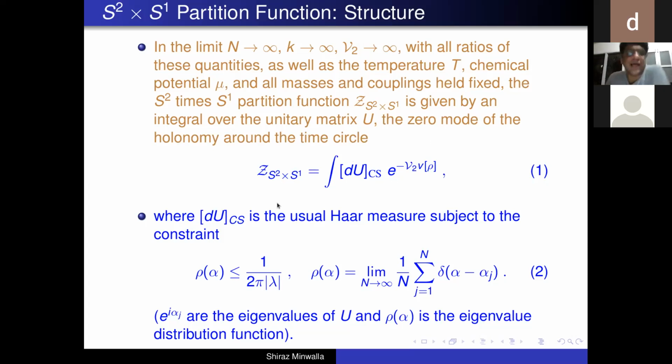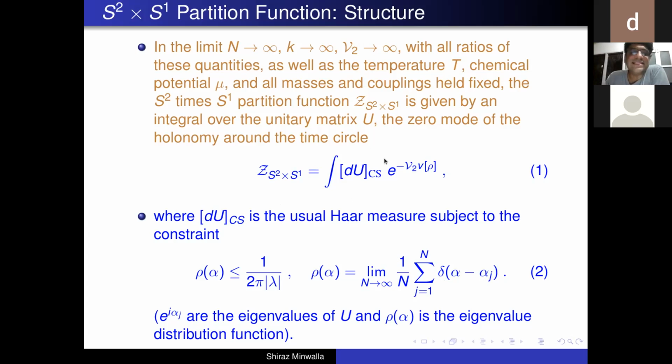Now we're working in the large N limit, so the most useful way to capture all the gauge invariant information about the holonomy matrix is in its eigenvalues, and in the large N limit a good way to keep track of this information is to keep track of the density of eigenvalues. The density of eigenvalues is defined in this equation 2 here: rho of alpha is 1 over N sum of delta of alpha minus alpha j, where alpha j are the various eigenvalues of the holonomy. This, in the large N limit, usually forms a continuous function.